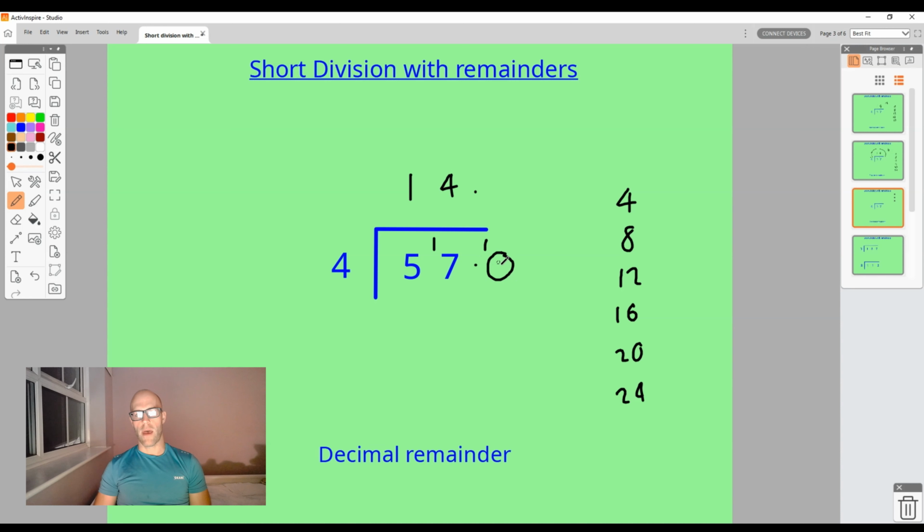So now I'm going to put that 1 there. Now that is a 10. And how many times does 4 go into 10? It goes in twice. And then I still have a 2 left over. So I'm just going to create another column.